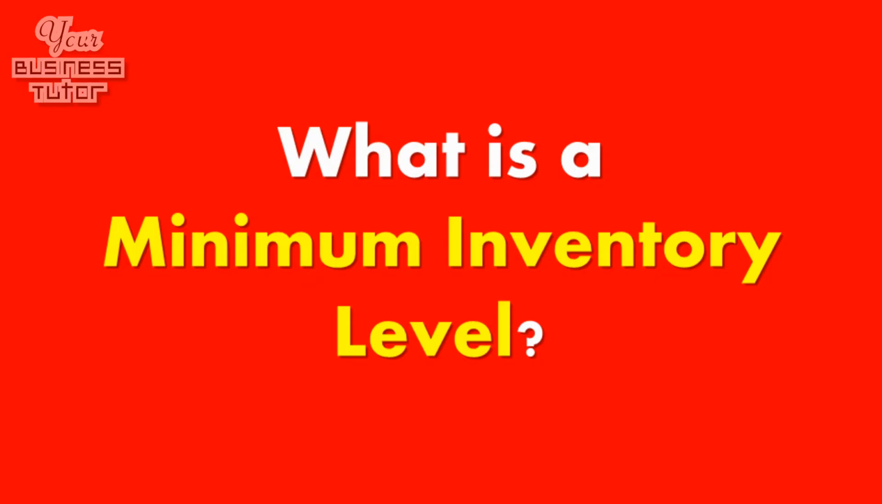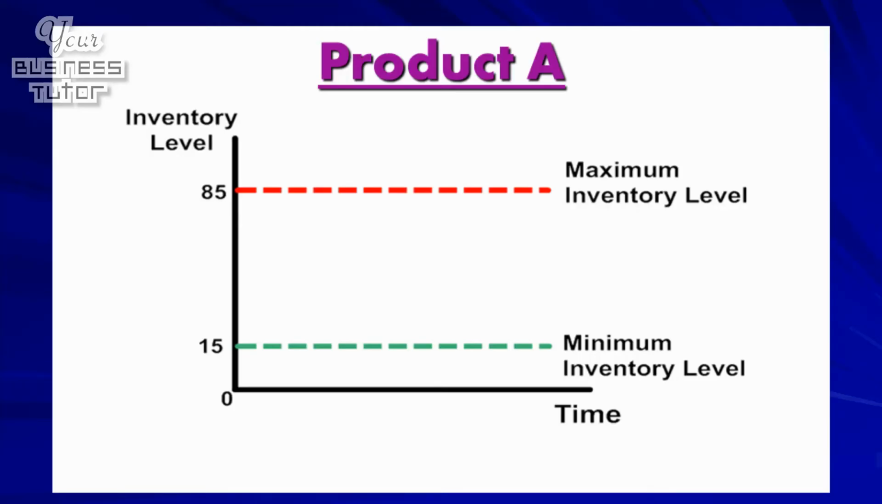Okay, let's now move on to look at the next stage in an inventory control system by asking, what is a minimum inventory level? The minimum inventory level determines the least or lowest amount an organisation should hold of an item of stock. For example, as the green line on the diagram shows, for product A, the minimum inventory level has been set at 15, meaning the business should never hold fewer than that amount.